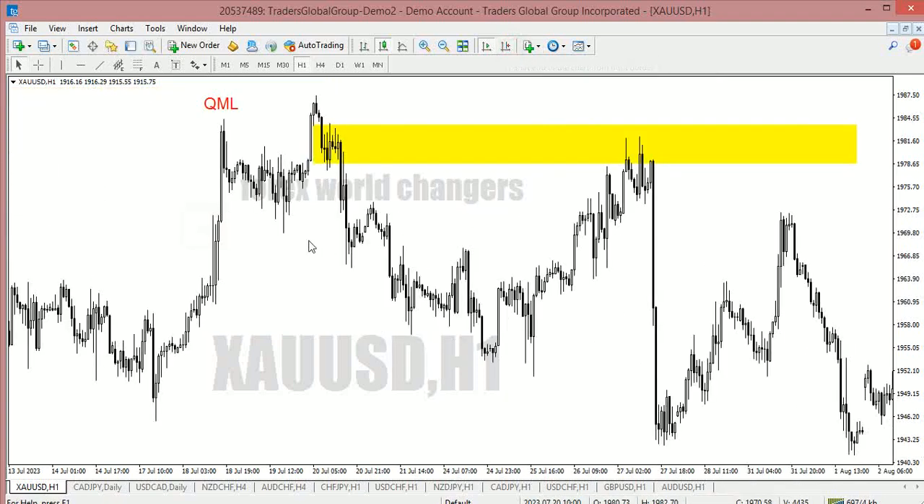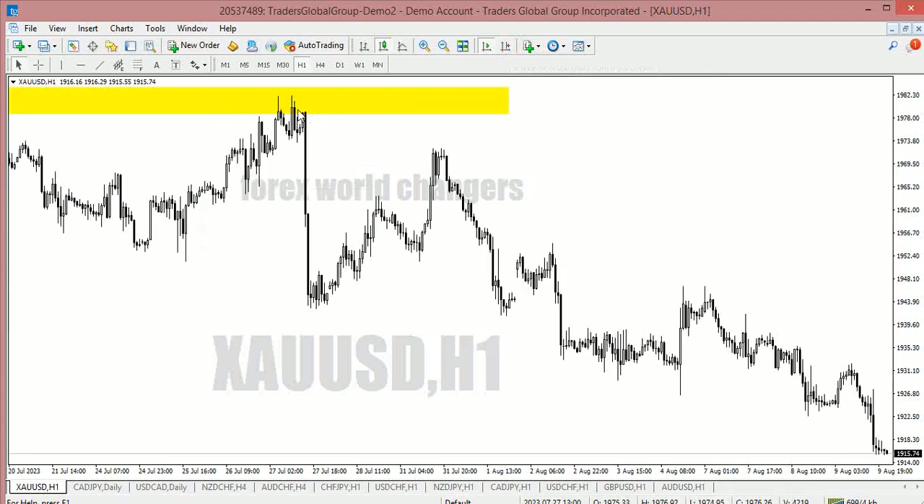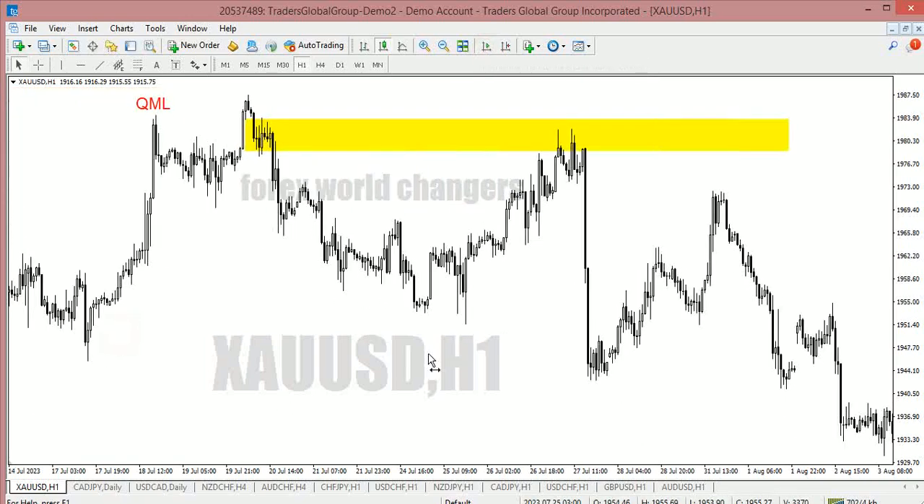So let me just highlight it for you. We have this shoulder here, and then we had the base. So it tested the base and it decided to drop. If you had the strength to actually hold this pair, you'd be in a lot of money.